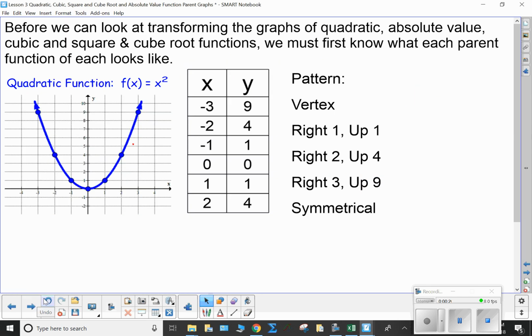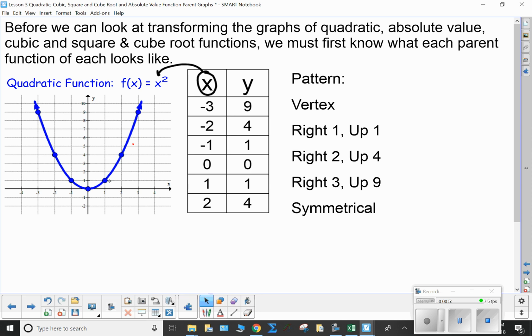So let's get started. First, before we can look at transforming graphs of quadratic, absolute value, cubic, square root, and cube root functions, we must first know what each parent function looks like, the original function. So f of x equals x squared, or y equals x squared. If x is -3, y is 9. If x is -2, y is 4, and so on. I simply plug the x value in here and square it to get the y value.